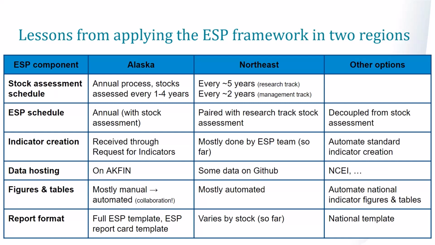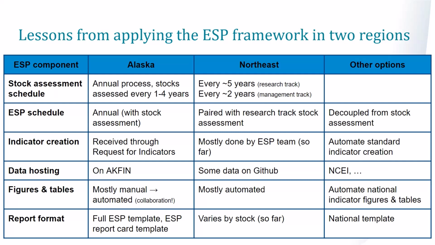Alaska has an annual calendar. Like I mentioned, most of their stocks are assessed every year or every other year on a very coordinated schedule, very synchronous, where pretty much all of their groundfish are assessed at the same time, and most of the crabs are also assessed at the same time, whereas in contrast, we have this two-track process in the Northeast with the research track and management track. Those also run seasonally, so there's some assessments happening in spring, some in fall, so it's just a bit more asynchronous in the Northeast.